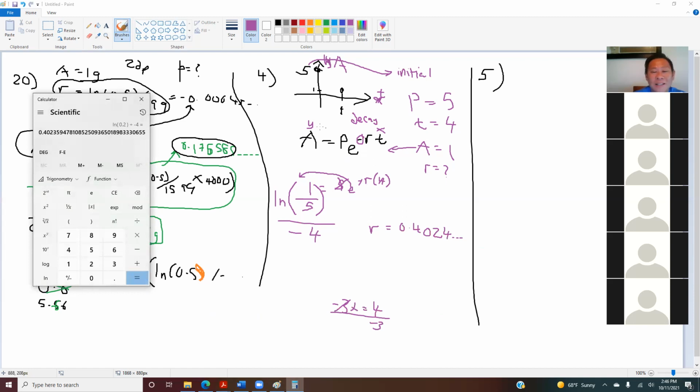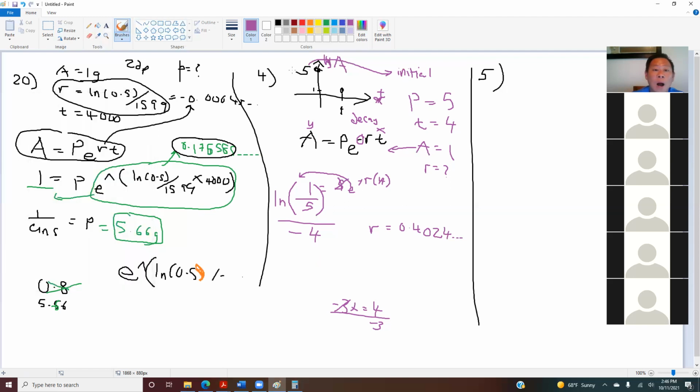I think your online homework doesn't like you to use PERT. They want you to use the Y and X. So you just change your A to become Y. So your answer in this case will be Y equals, what is your P here? P is the initial amount, which is 5. E to the negative of this, 0.4024x. So instead of using PERT, we just change it back to Y and X, because equations always have Y and X. And that is your answer for question 4. You guys all right?